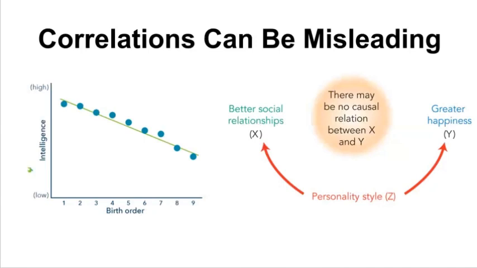Similarly, if we look at the relationship between social relationships and happiness, it would be tempting to conclude that having better social relationships leads to increased happiness. However, personality style is known to influence both of these variables. So it could actually be the fact that these two variables are not related to one another at all, but are actually mediated by a third variable altogether.